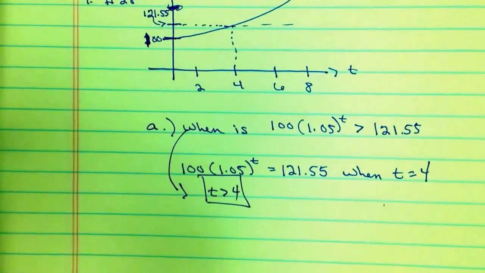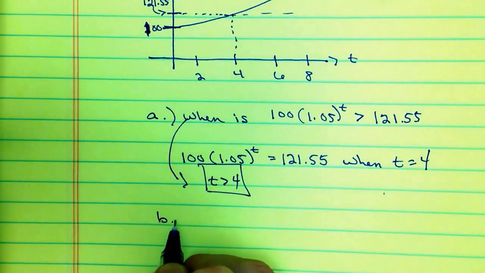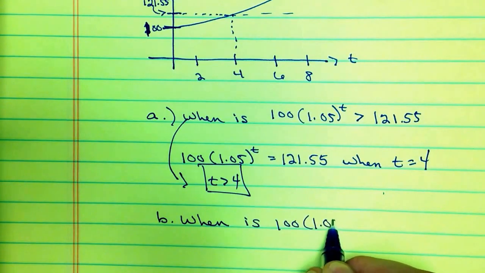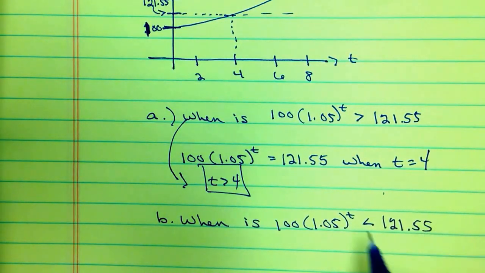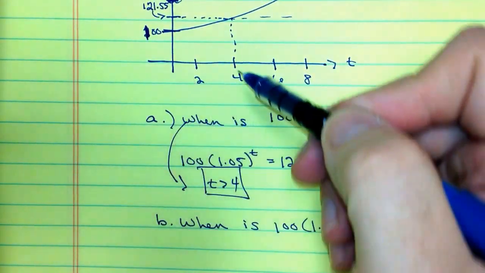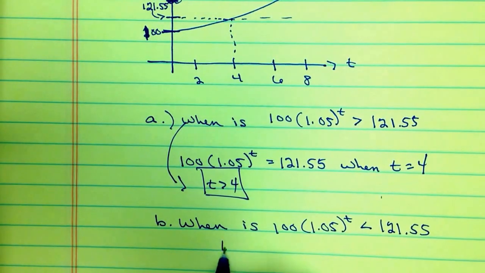Alright, and then we do part B. Part B says when is 100 times 1.05 to the t less than 121.55? And the answer here is going to be when t is less than 4. Because when t is less than 4, the curve is beneath 121.55. So here, t less than 4. Done.